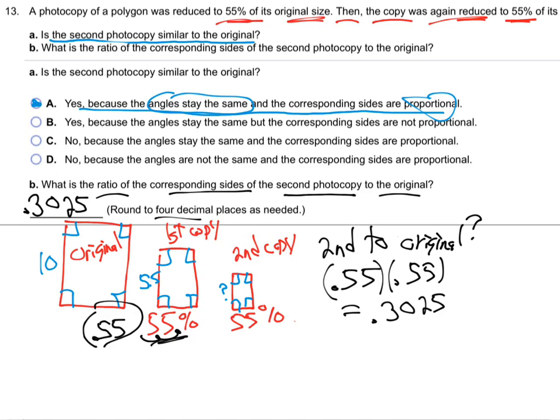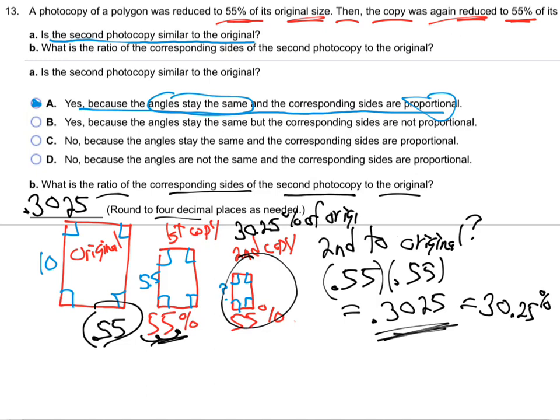0.3025 rounded to 4 decimal places. If you wanted to change that back to a percentage, we don't need to. But that's about 30.25%. That means the final copy here is 30.25% of the original. You get what's going on there, right? So the original, we shrunk it down to be, the first copy was 55%, a little more than half of the original. Then we shrunk it down to 55% of the first copy. That makes it only 30% of the original copy, 30.25 or 0.3025 decimal, which is what they want.